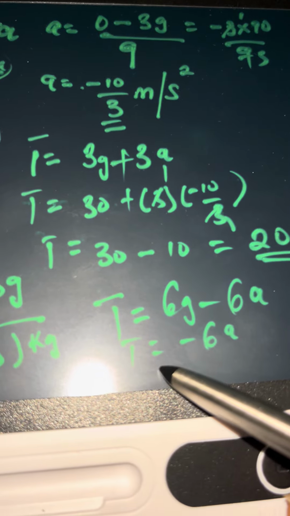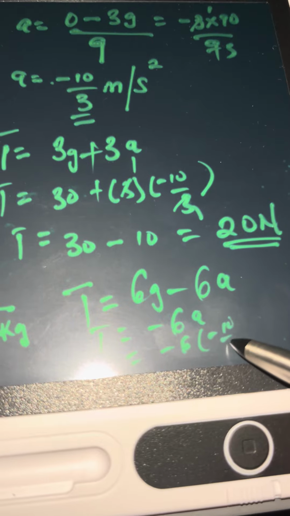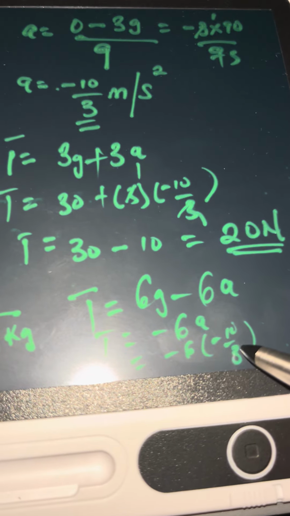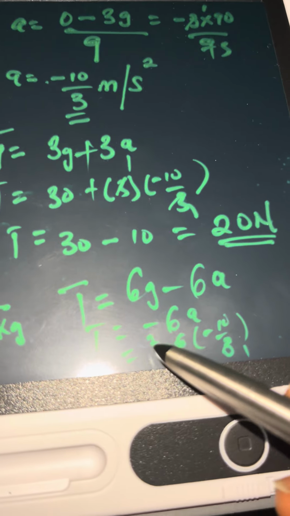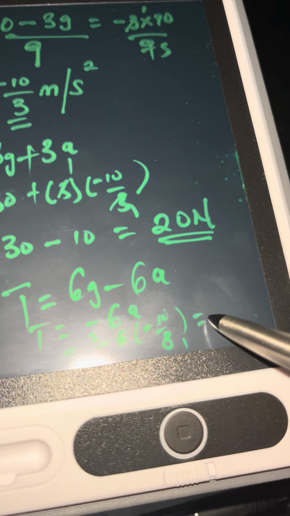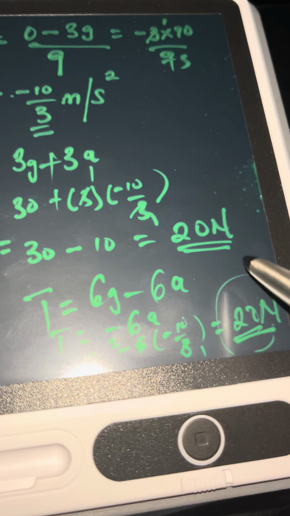So what is the acceleration? So you have minus 6 times minus 10 over 3. So you have 3 here 1, 3 here 2. Minus times minus, 2 times 10, that is 20. That is 20 Newton. So we have the same tension.